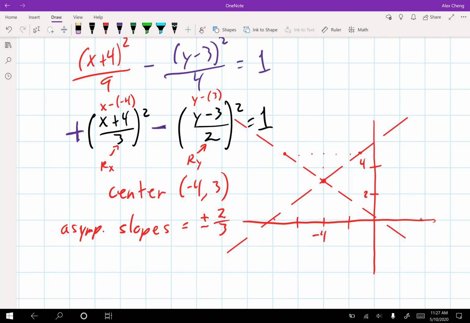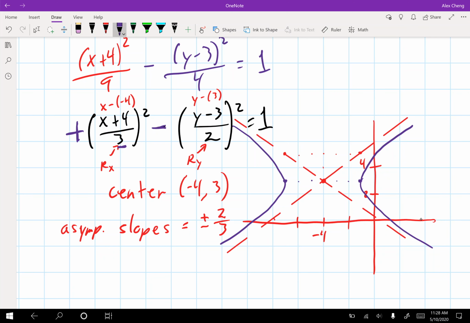And the quote-unquote vertices of these pieces would also be 3 away, depending on which way it opens. So since it opens in the x direction, the distance from the center to the vertices is going to be 3. So I can go out 1, 2, 3, and that's where the vertex is going to be. And that is how you can tell where it's going to open up.